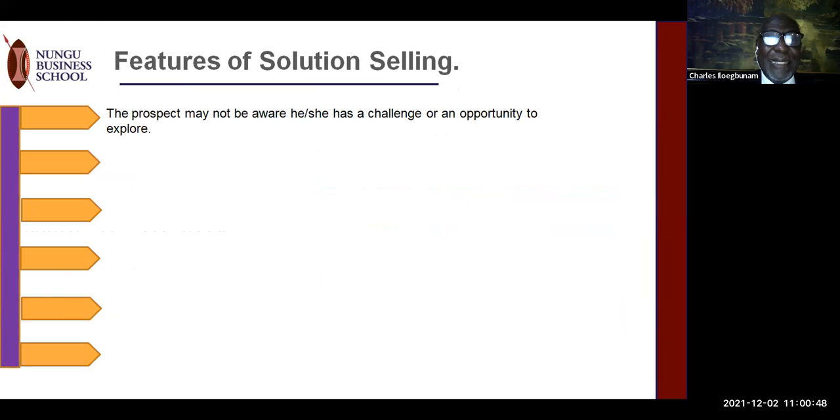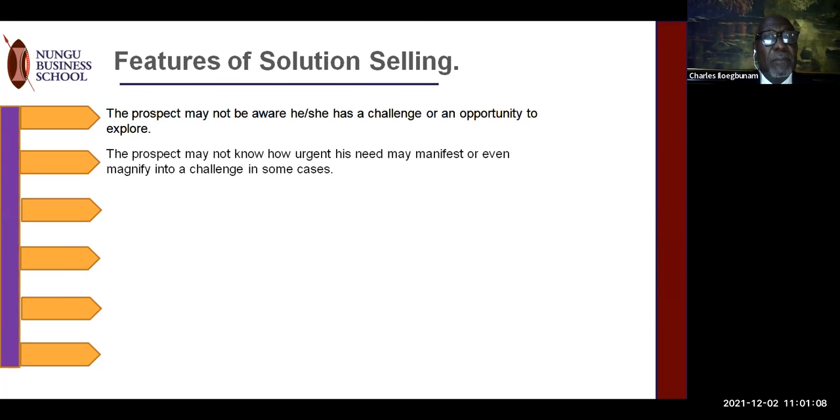Look at the features of solution selling. Number one is that the prospect may not be aware of his or her challenge or an opportunity to explore. He may not know. All he knows is that he's having an issue or may have an issue. Number two, the prospect may not know how urgent his need may manifest or even magnify into a challenge in some cases. He may know or may not know.